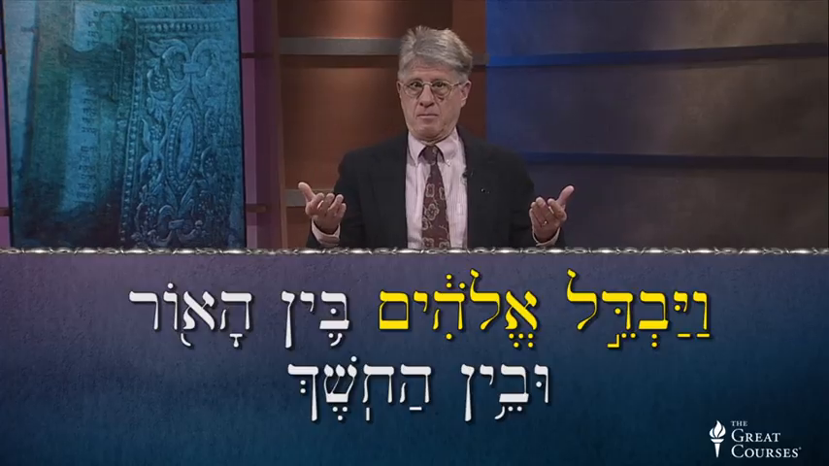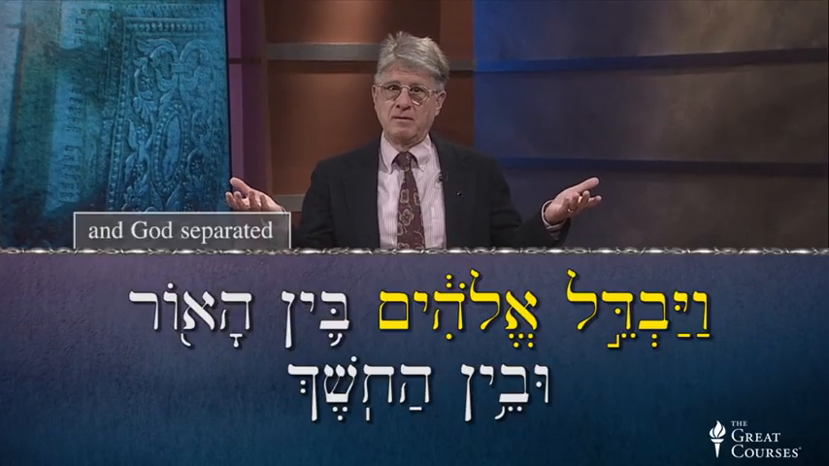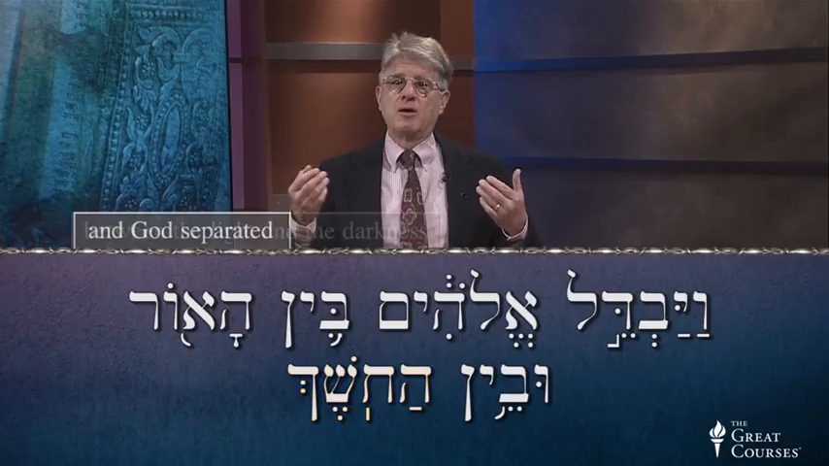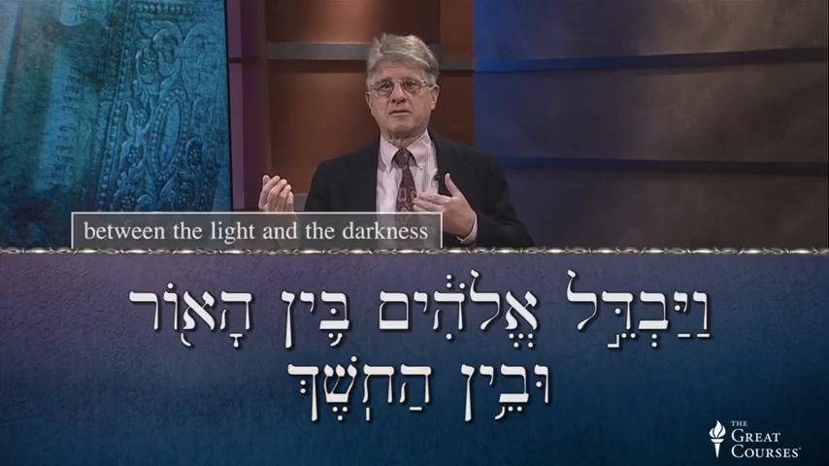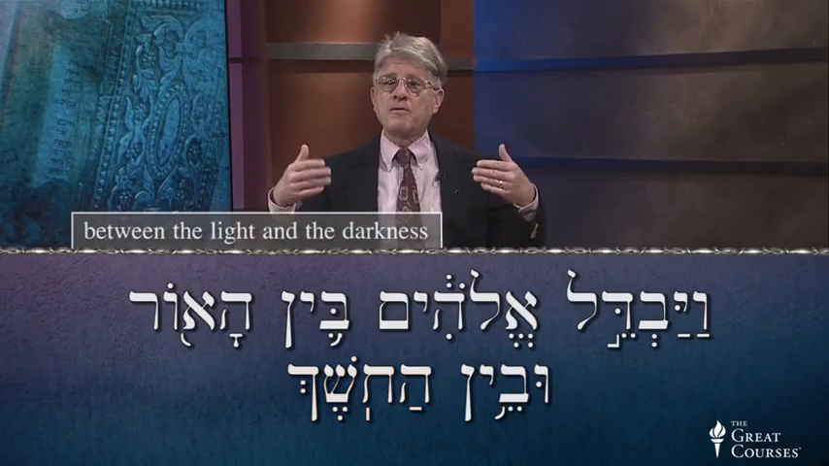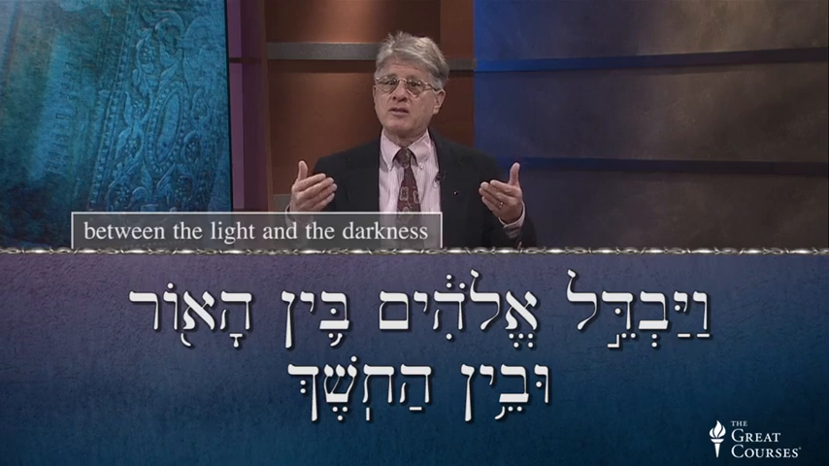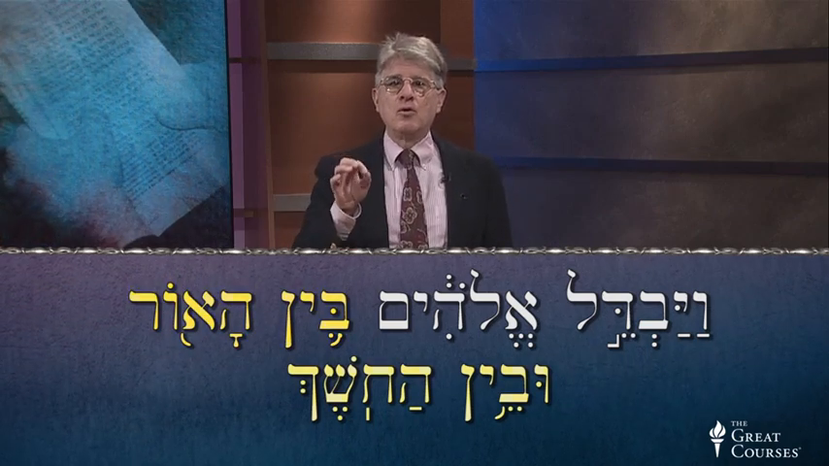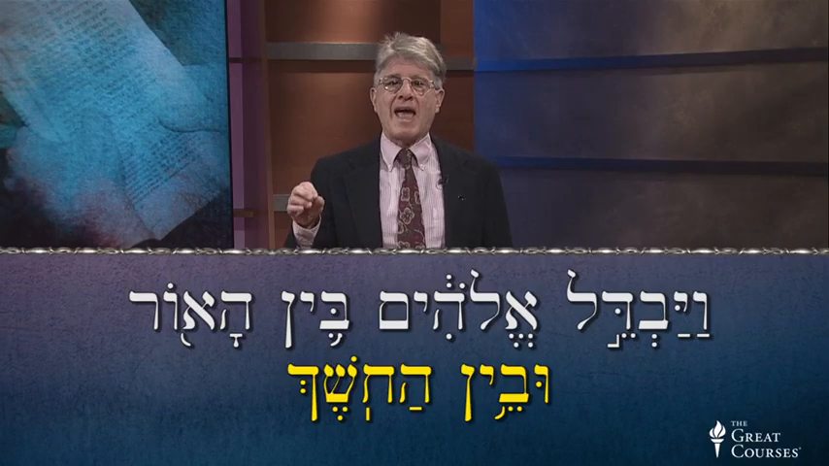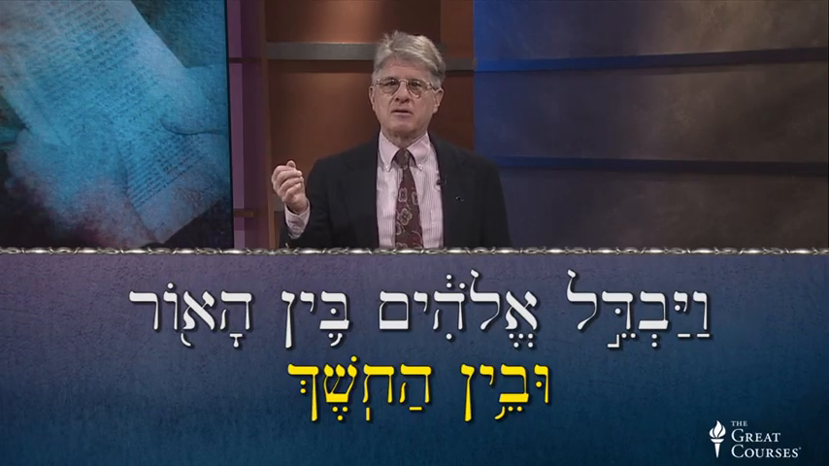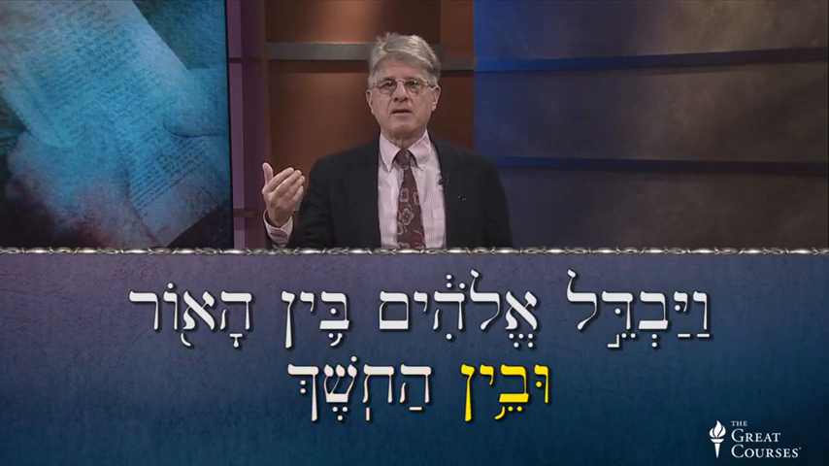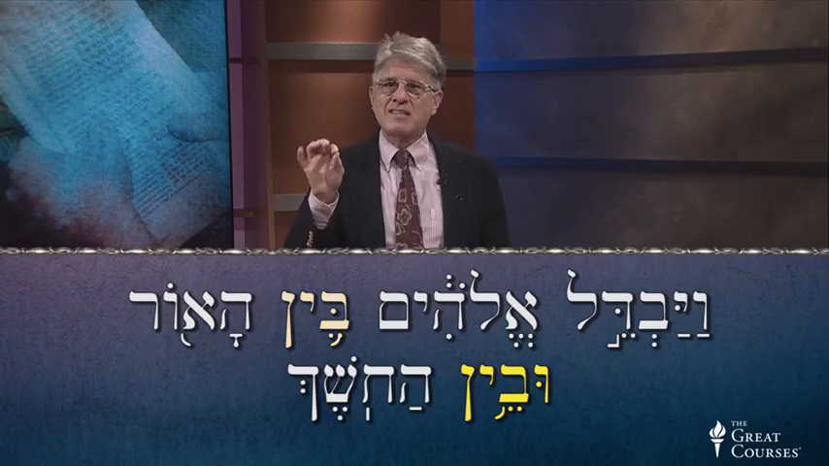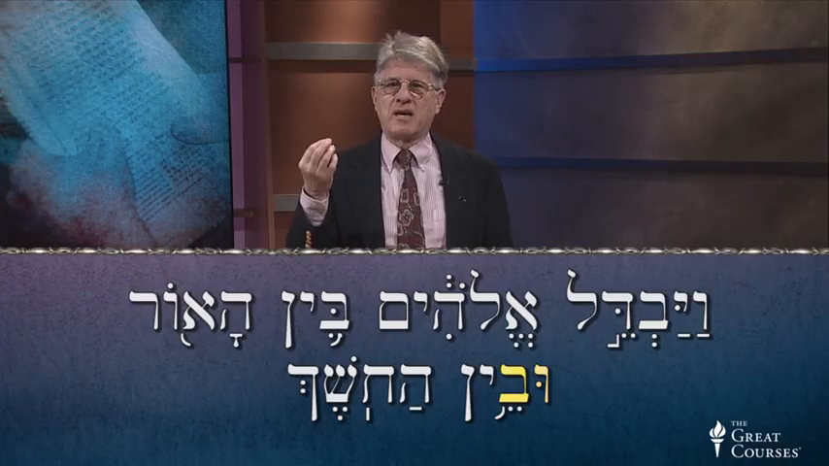Vayavdel Elohim, and God separated, Bein haor uvein hachoshech, between the light and the darkness. Notice that Hebrew often repeats the preposition where English would not do that. Bein haor, between the light, uvein hachoshech, and between the darkness. Vein instead of vain, because this second time there's a vowel before the bet.